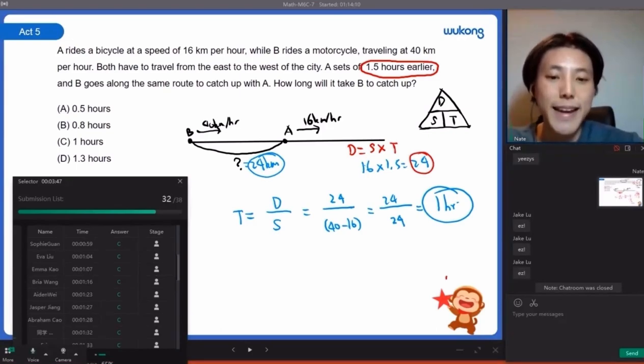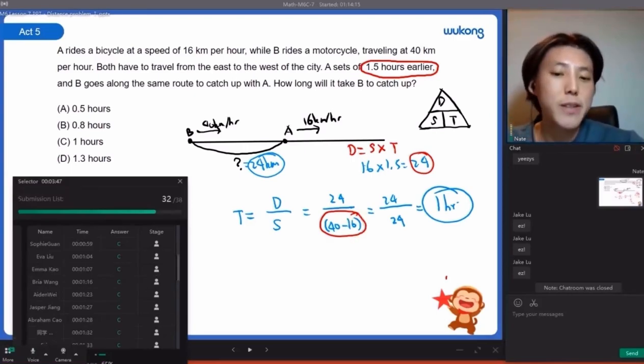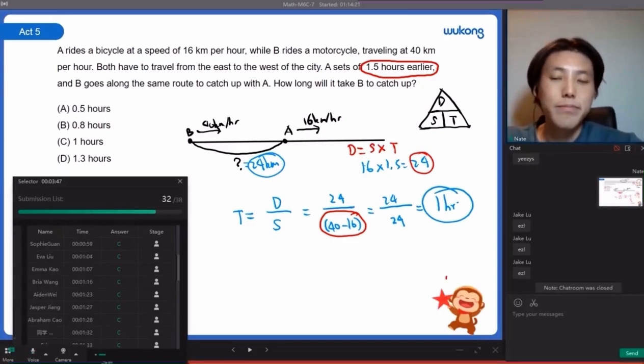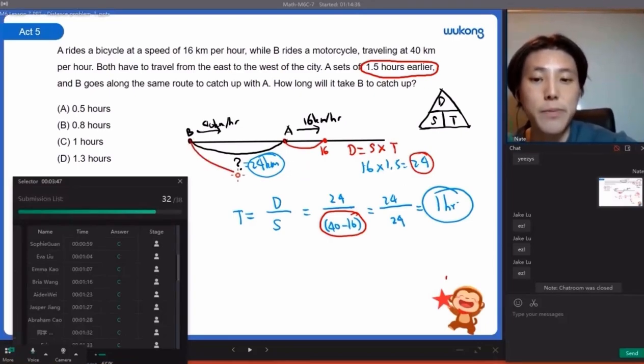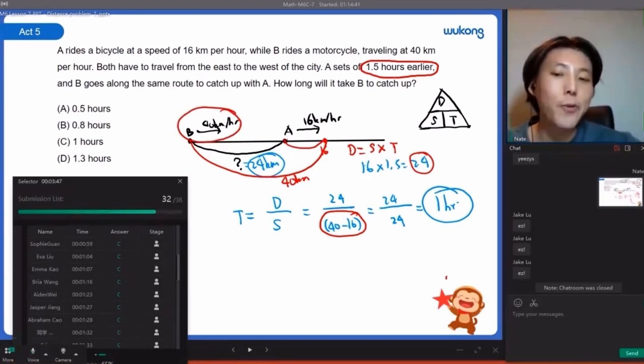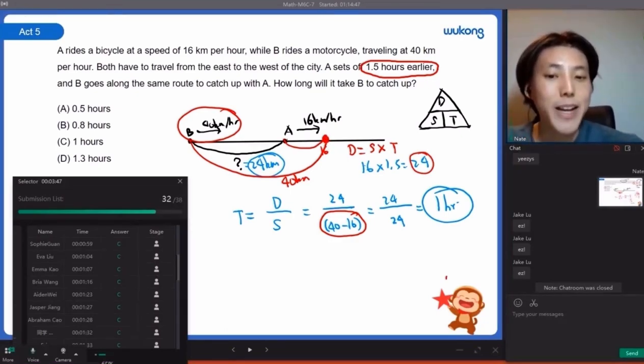So 24, the difference of speed is 40 minus 16, which equals 24. So in 1 hour, the motorcycle B is going to catch up with A. And it's true. After 1 hour, A traveled another 16 kilometers. So in total, that's 40 kilometers from the start, right? And in 1 hour, B is going to travel 40 kilometers. So they are going to meet. B is going to catch up after 1 hour. So that's how you guys can check.